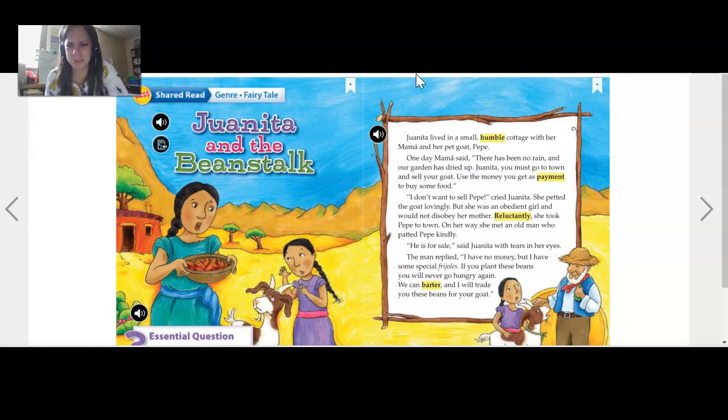"I don't want to sell Pepe," cried Juanita. She petted the goat lovingly, but she was an obedient girl and would not disobey her mother. Reluctantly, she took Pepe to town. On her way, she met an old man who patted Pepe kindly. "He is for sale," said Juanita with tears in her eyes. The man replied, "I have no money, but I have some special frijoles. If you plant these beans, you will never go hungry again. We can barter, and I will trade you these beans for your goat."